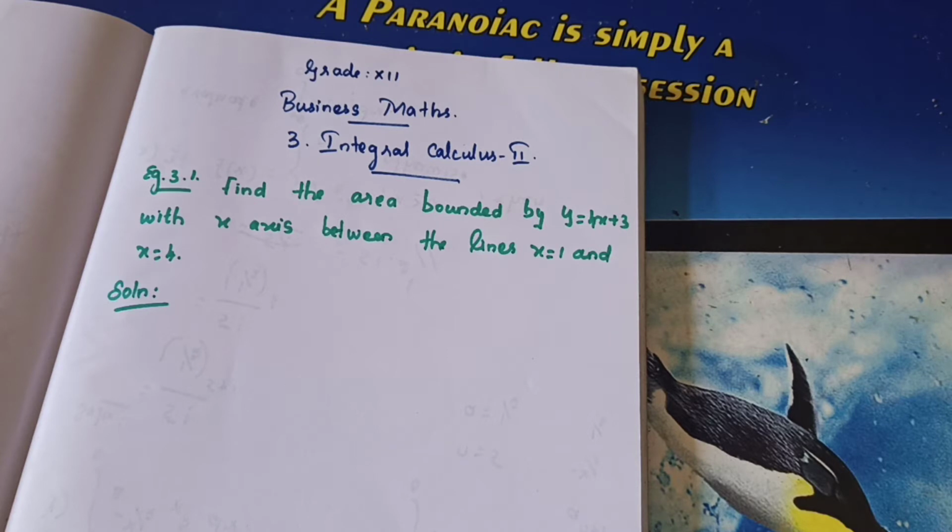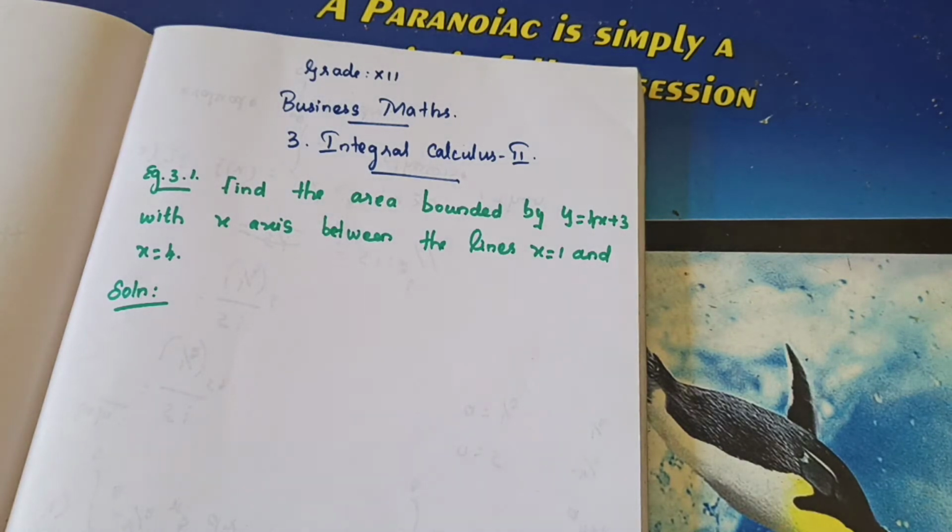So keep it in mind: with the x-axis. You need to find out first whether it is above the x-axis or below the x-axis. If it is above the x-axis, what's the formula? y dx. Is it right? If it is below the x-axis, minus y dx. That's the only difference. Before that, we need to draw the curve. Drawing the curve and finding the limits is very, very important. If you are well thorough in that, doing the problem is very easy for you.